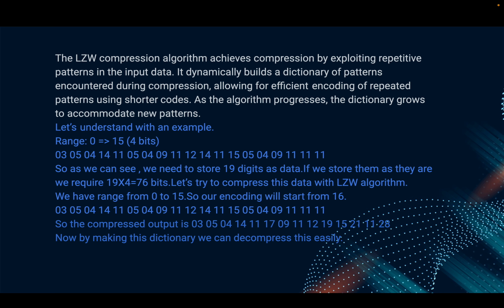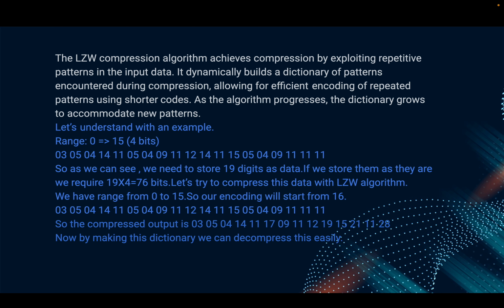So, the range of inputs is from 0 to 15. 0, 3, 0, 5, 0, 4, 14, 11, 0, 5, 0, 4, 0, 9, 11, 12, 14, 11, 15, 0, 5, 0, 4, 0, 9, 11, 11, 11. So as we can see, we need to store 19 digits as data. If we store them as they are, we require 19 into 4, which is equal to 76 bits. Let's try to compress this data with the LZW algorithm.